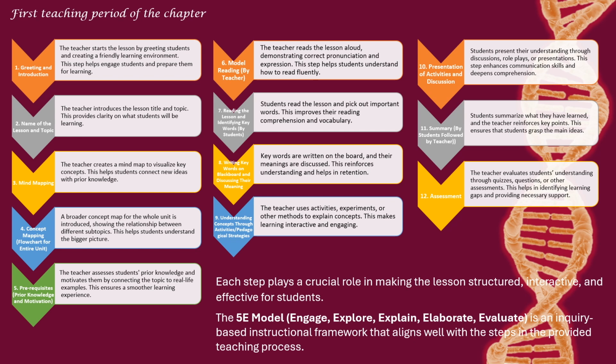So here, these steps were also included. Model reading. During this step, the teacher reads the lesson aloud, demonstrating correct pronunciation and expression. This step helps the students understand how to read fluently. Then reading the lesson and identifying keywords by the students. Students read the lesson and pick out important words. This improves their reading comprehension and vocabulary. Writing keywords on blackboard and discussing their meaning. Keywords are written on the blackboard and their meanings are discussed. This reinforces the understanding and helps in retention.